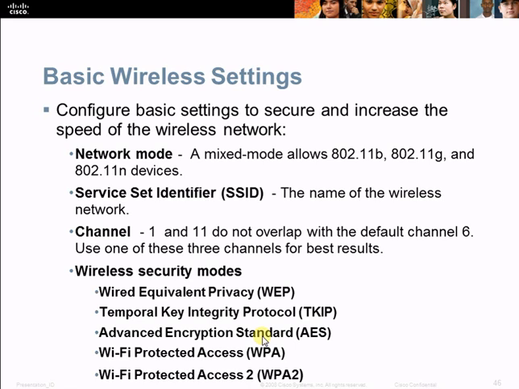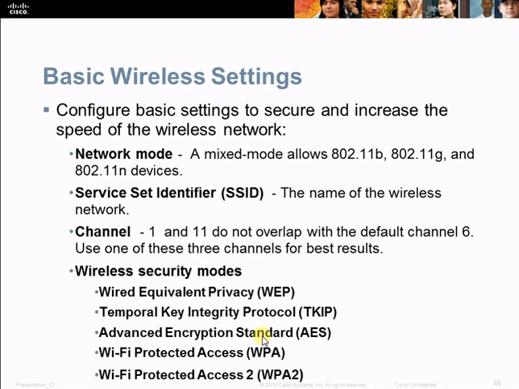Then you have your service set identifier, or your SSID. It's always recommended that you change this. Depending on your security, you might not broadcast it. Then you have channels. This is usually automatic. If you have a lot of access points, or you have neighbors that are close to you, you might want to change your channel. And you also want to make sure you always set up the security mode for your wireless access point.